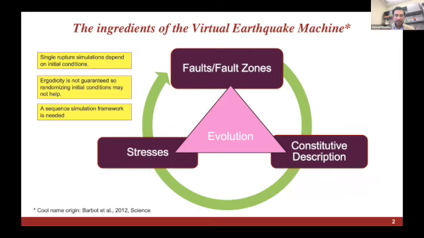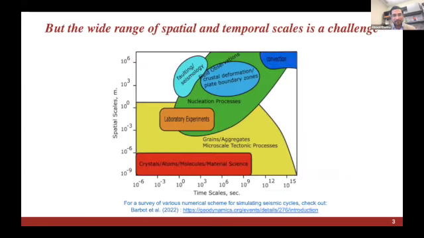However, the limitation is that we don't think the earthquake system is ergodic. So ergodicity is not guaranteed. Randomizing initial conditions may not put you in the right attractor where the self-consistent statistical properties are observed. And hence a simulation framework is needed where we can track, for a specific system, how it evolves over a long period of time. And that's what the SEAS framework, the sequence of earthquakes and aseismic slip simulations framework, is attempting to achieve. But of course, there's no free lunch here.